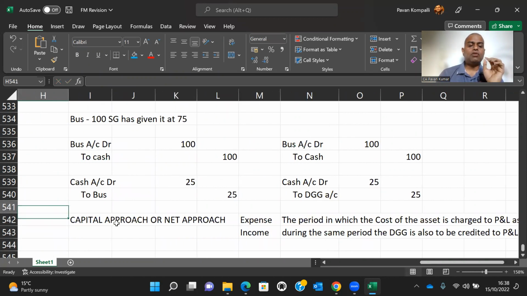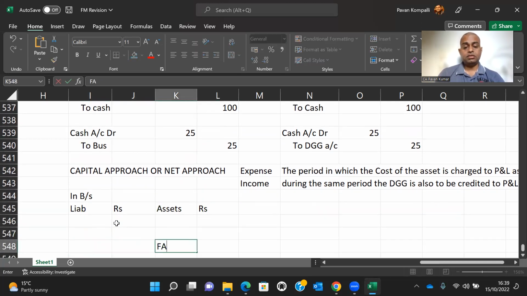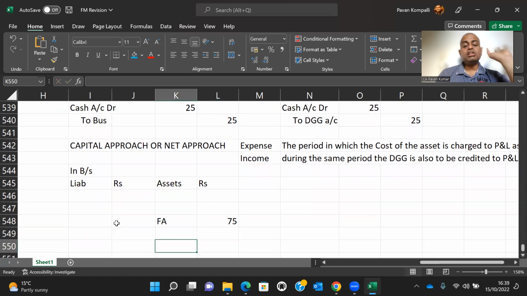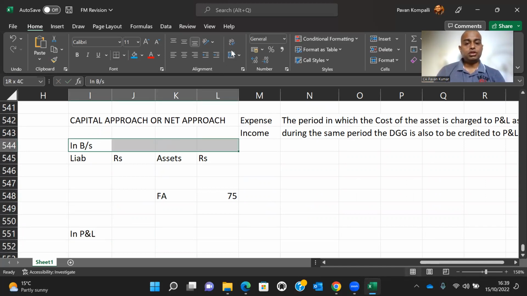Imagine the life of the asset is 4 years. In capital approach, in the balance sheet, what will you show? Particulars, liabilities on this side, assets on this side. Here you are showing fixed asset 75. So you will charge depreciation on 75 only. Imagine if the life of the asset is 5 years. So in your P&L, how much you will show?